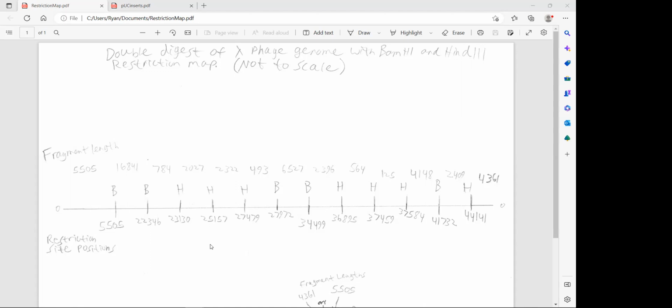Let me see. I tried to put it like this. 23,130. X was for BAM, right? No, sorry, HIND 3. So for HIND 3, I put it like this, and then I put BAM 16,841. And then the numbers go all the way down to 125. I don't know, does it make sense?